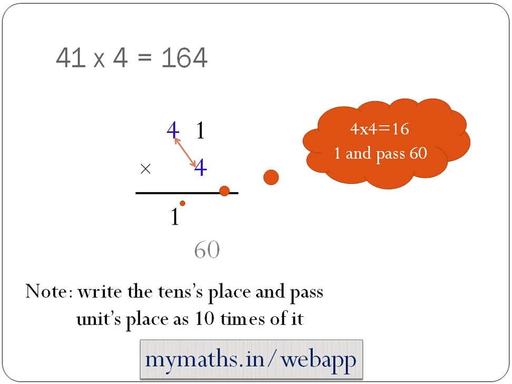So 4 4s are 16. In this 16, we take the tens place 1 as our first digit and we pass on the 6 as 60 to the right side, next part. So out of 16 I'm keeping 1 here and passing 6 as 60 to the next part.